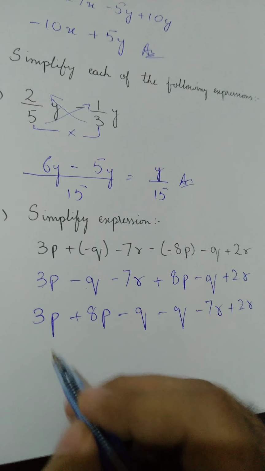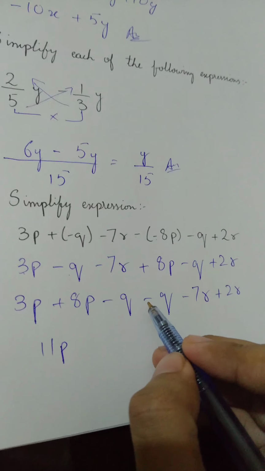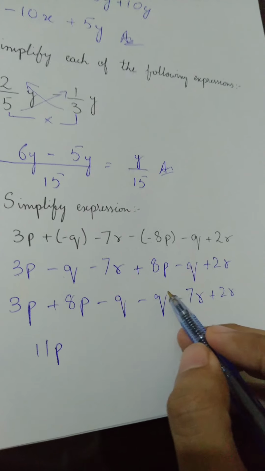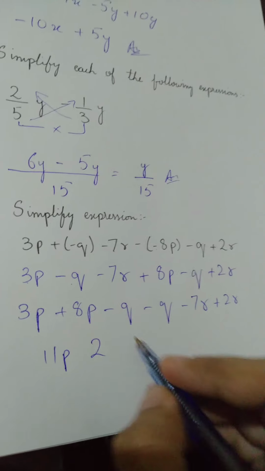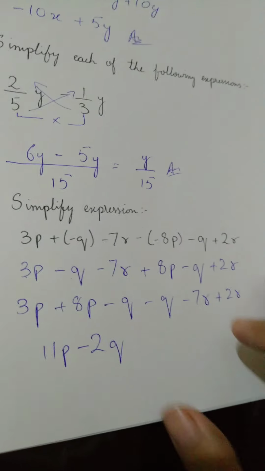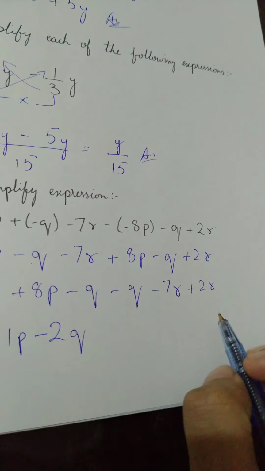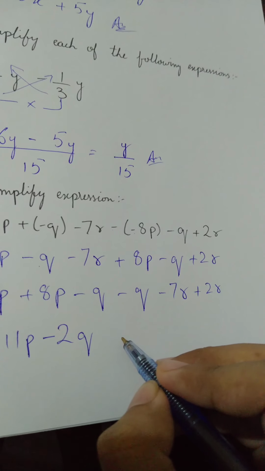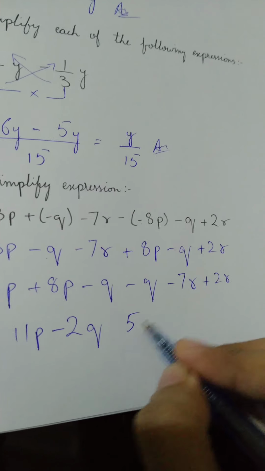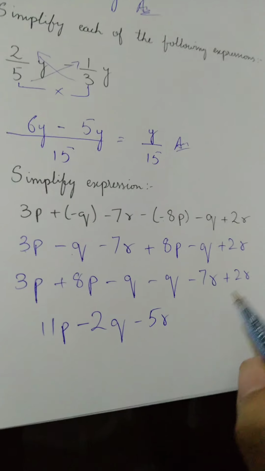3 plus 8, 11p, minus q minus minus plus, we will add them here. If there is no number written here, it means the coefficient is 1, and also here. So 1 plus 1 is 2, 2q, and both of the minus signs, so it will be a minus sign here. Again at the end, plus minus minus. 7 minus 2 is 5, 5r, and 7 is the larger number, it has the minus sign, so minus 5r.